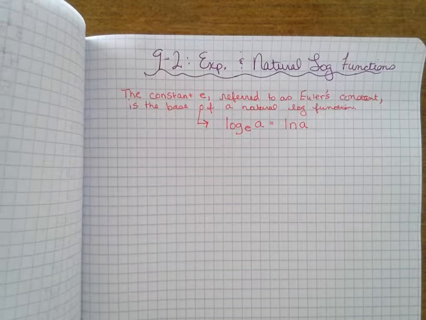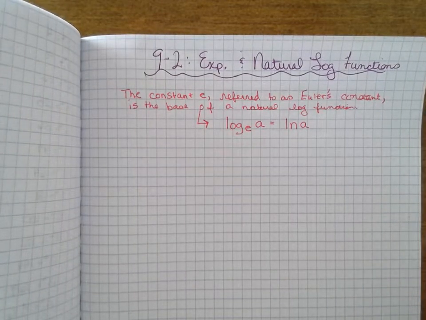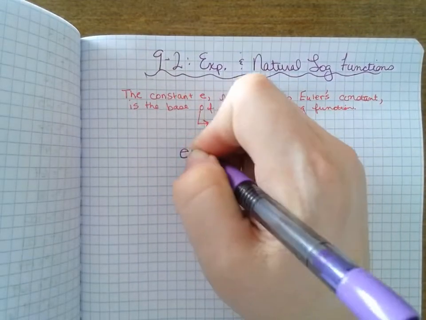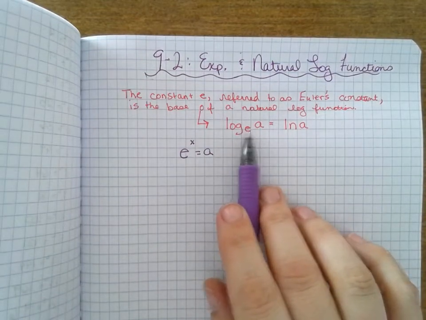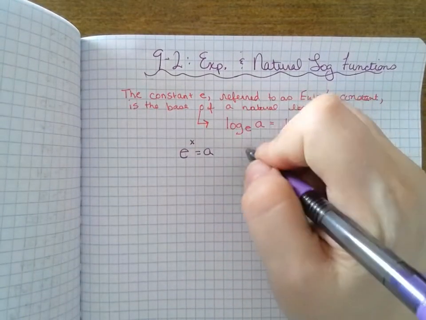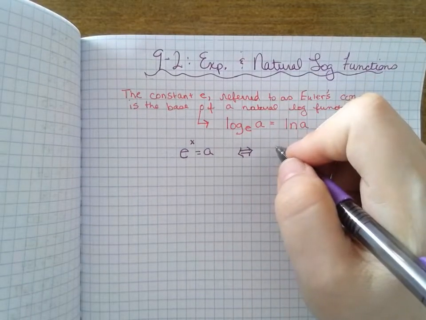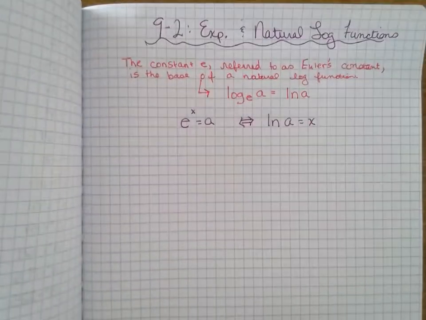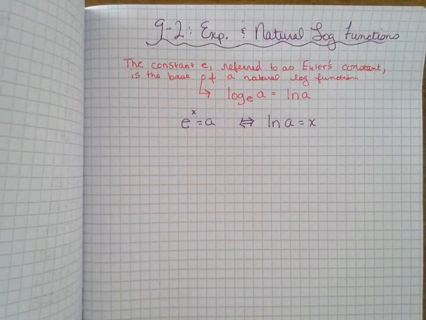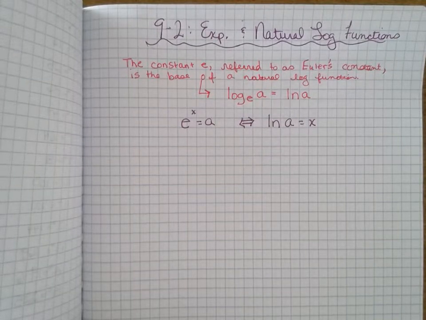Okay? All right, the way that we're going to go back and forth between these is e to the x equals A, right, if that's the base, raised to some exponent, that's going to give us A. That's equivalent to the natural log of A equals x. So just like we went back and forth with normal logarithms and exponentials, we can go back and forth with exponentials and natural logs. It's just that the base is always going to be e.